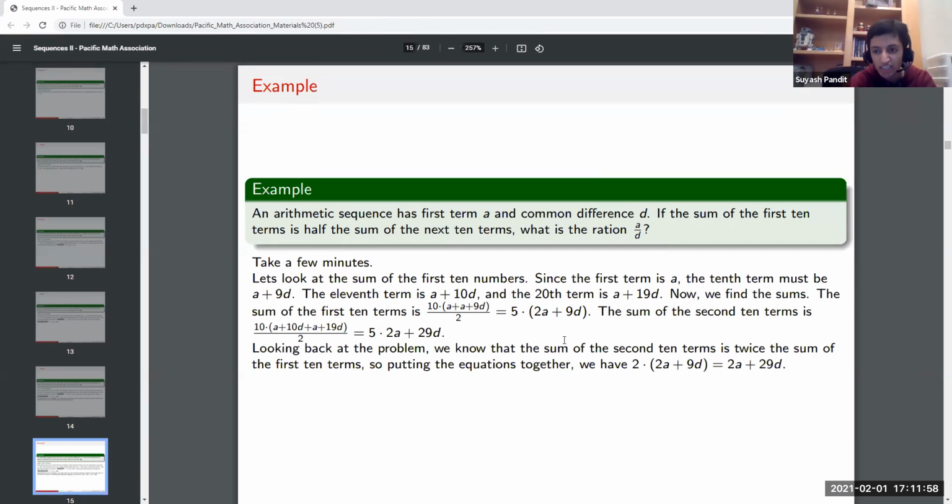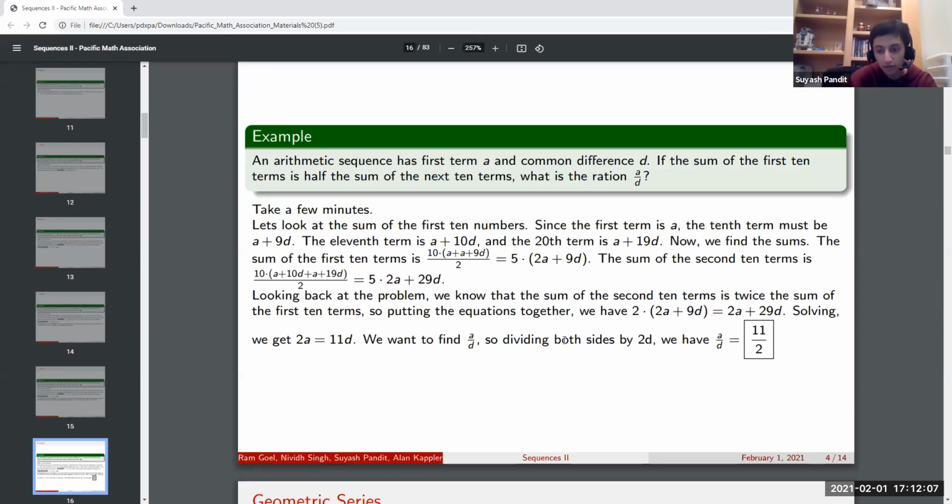Now, it's one equation and 2 unknowns, so we can't actually solve for A and D, but we don't need to know that. We only need to know the ratio A over D. All right, I'll go over this again, but once we have this equation, it's pretty easy. You could just expand it, move A to one side and D to the other side. You end up with 2A equals 11D. Since we want to find A over D, you divide both sides by 2D, and you get A over D equals 11 over 2.